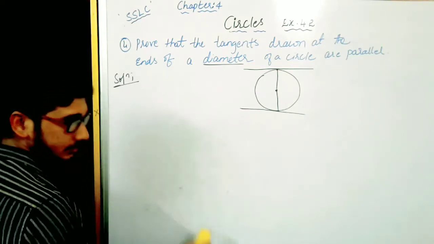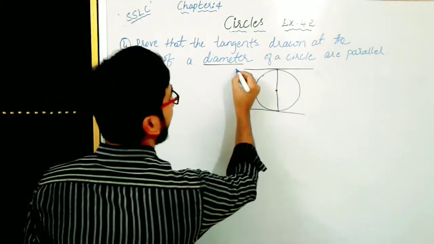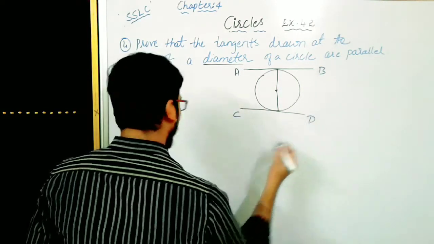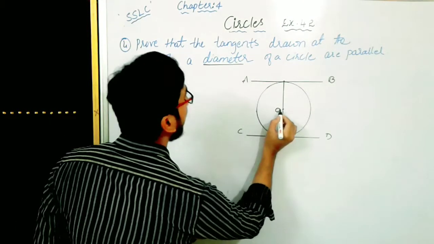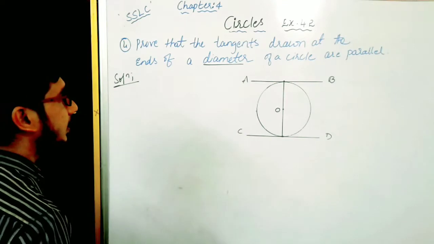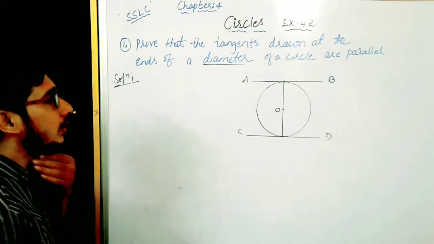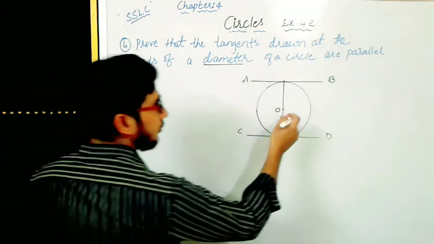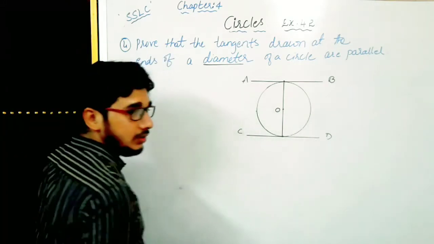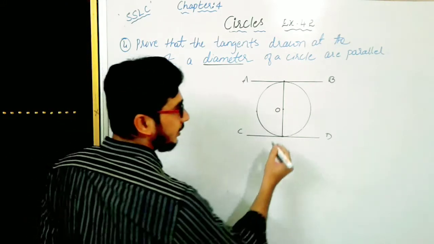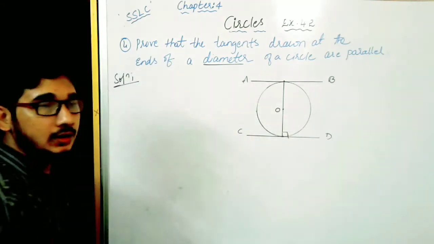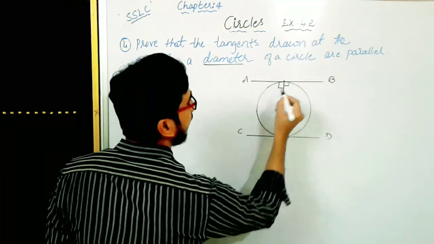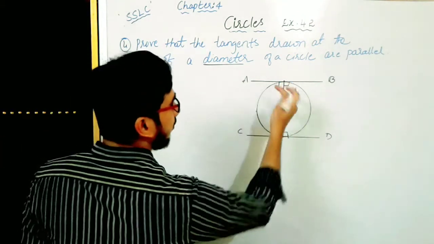We have to name it A, B, C, D. This is O. Prove that the tangents drawn at the ends of the diameter of a circle are parallel. So we have to show that these two lines are parallel. But you know that this is the radius and this is the tangent. The angle between the radius and the tangent is 90 degrees, right? Like that for everything. This is 90 degrees, this is also 90 degrees.